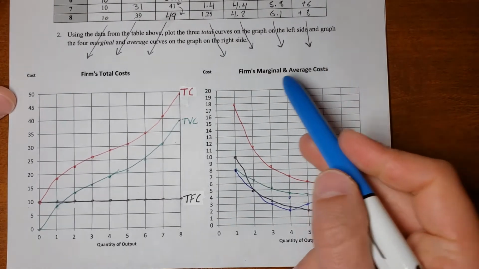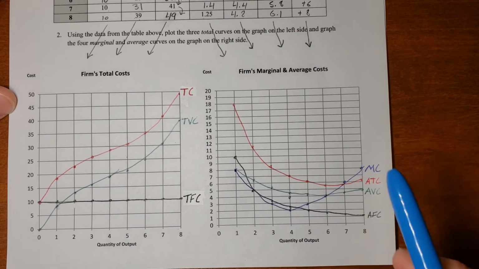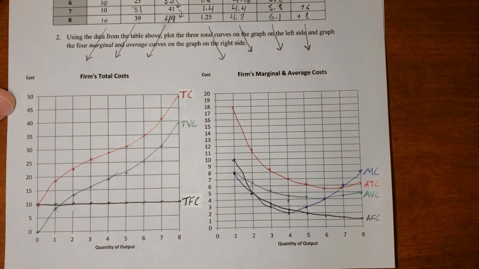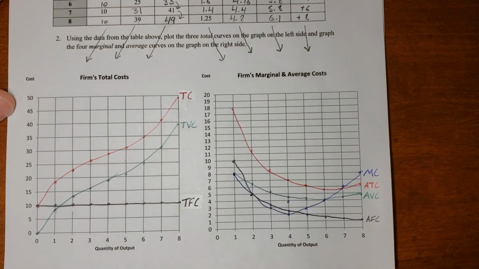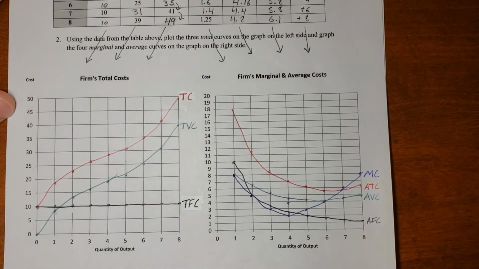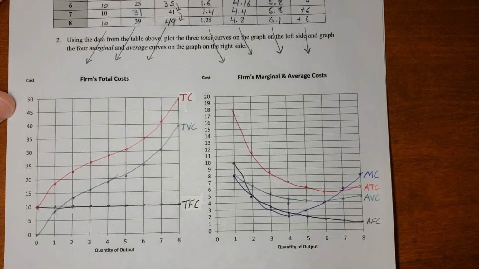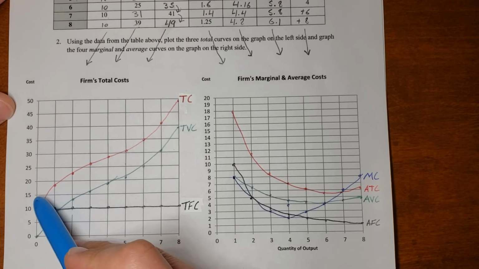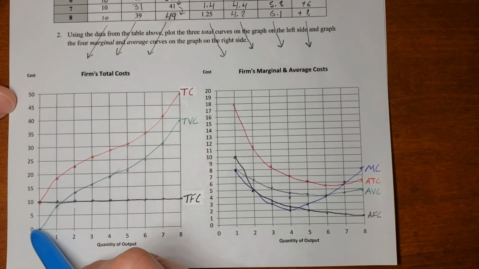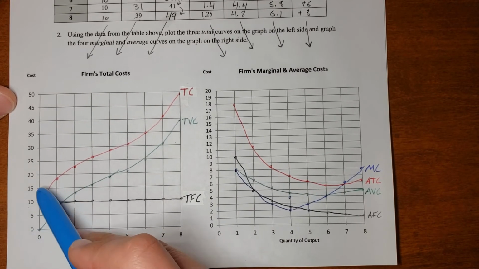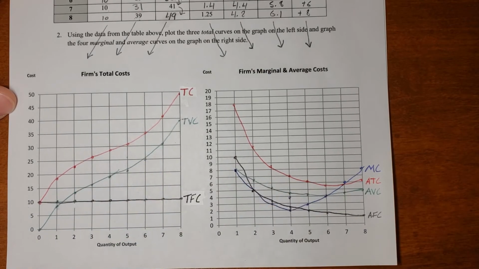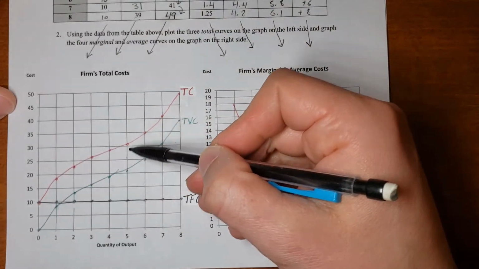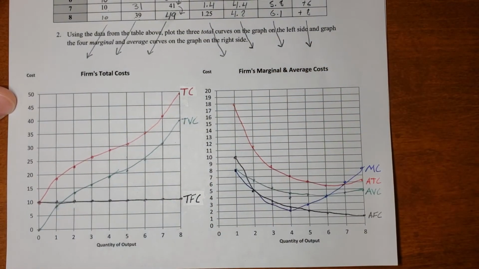Now most of the time we're going to be dealing with this right side rather than the left side. But having said that, let's first look at the left side and see what we notice. One of the things that you're going to notice right away is that the total fixed cost is constant. It's always the same. It's always $10. The difference between the total cost and the total variable cost is also always going to be $10, meaning that this gap that we see between the two is always going to be in the amount of total fixed cost.